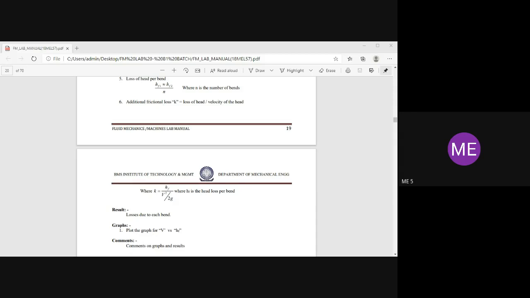One is H1, that is the manometer reading. In the left column it is 0.6 centimeter, and H2 is showing minus 0.9. Minus 0.9 means the reading is below the datum line. So in order to calculate the differential head H, you have to take H1 plus H2. How? H1 minus of minus H2 is H1 plus H2.